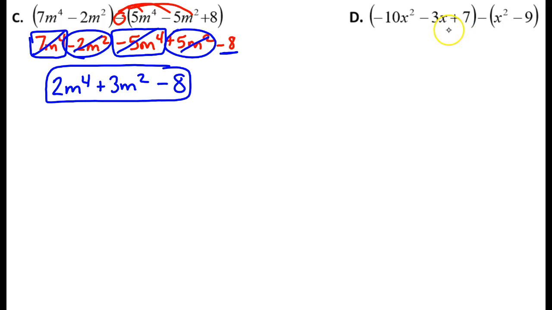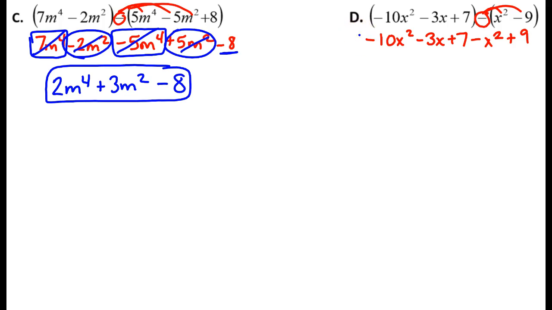So again, in example D, what I want to do is bring down the first set of parentheses, keeping it exactly like I see it without the parentheses. Then I'm going to take this minus sign and distribute and change the signs in the second set of parentheses. So this was positive x squared, now becomes negative x squared. This was negative 9, now becomes positive 9. And now I want to combine like terms.